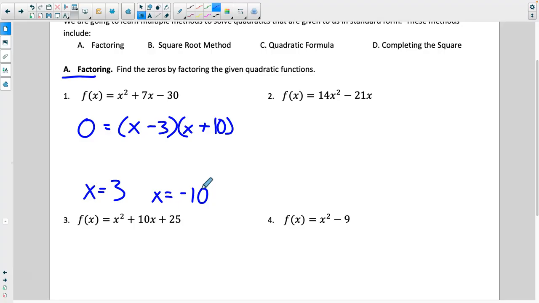And then completing the square is just hit or miss. Some of you like it, some of you hate it. So it's kind of off towards the end. But those are the 4 options when you're in standard form. How do I solve this problem? Now number 2.